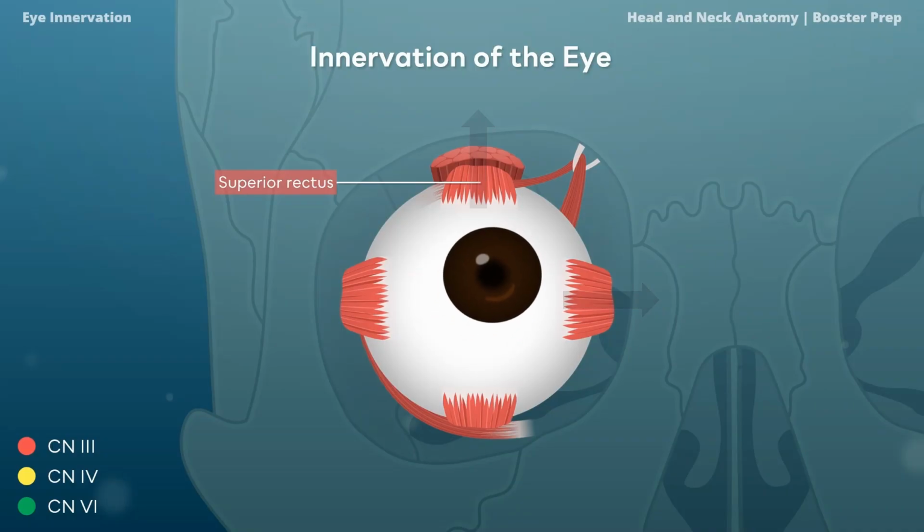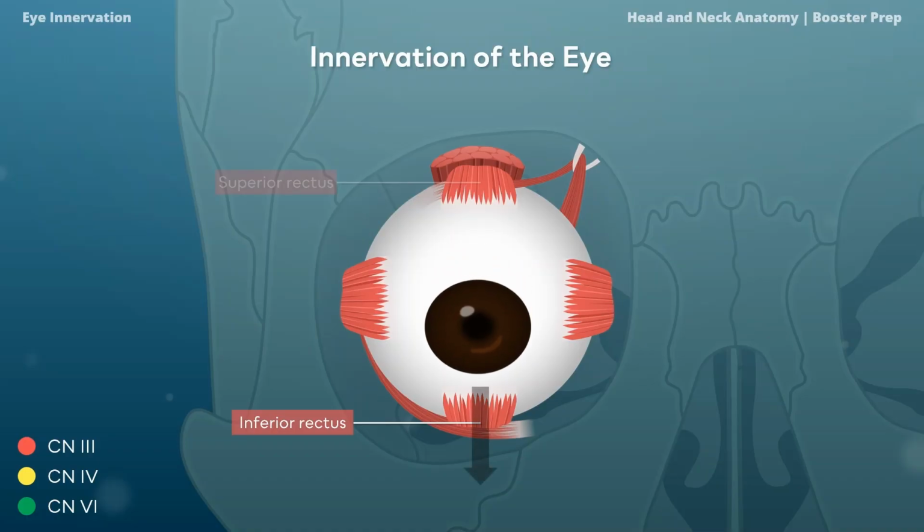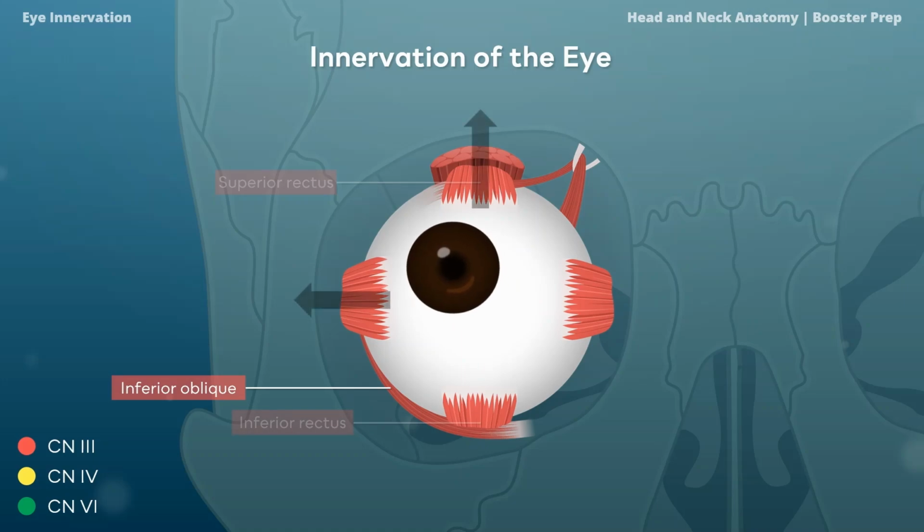And then on the other side of the eye, we have the inferior rectus, which is innervated by cranial nerve 3, the oculomotor nerve, and it depresses the eye, causing the downgaze. And then we have the inferior oblique muscle, which, guess what, is innervated by cranial nerve 3, the oculomotor nerve, which elevates and abducts the eye. So abducts means to laterally move the eyeball.